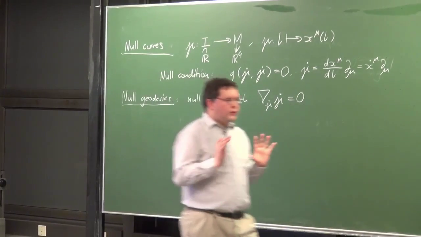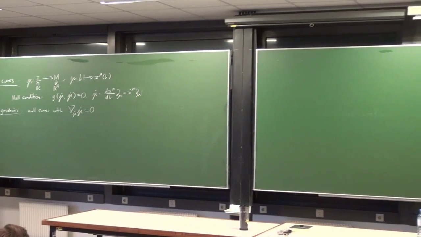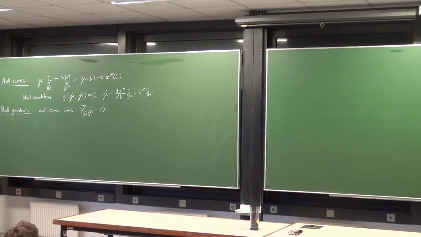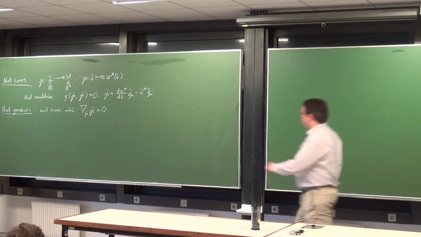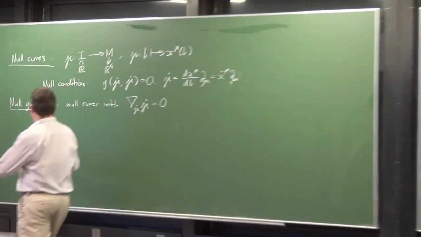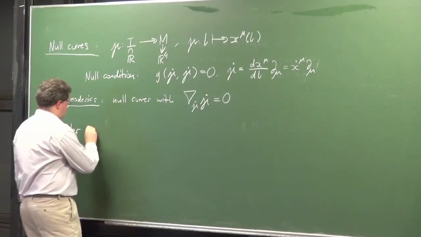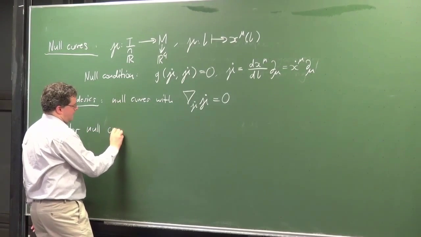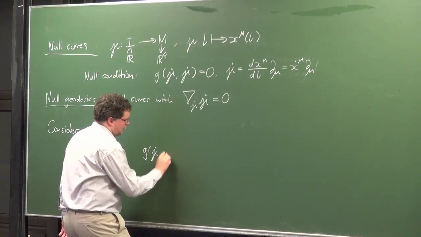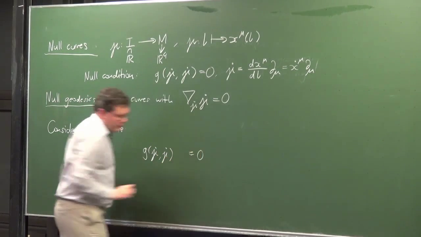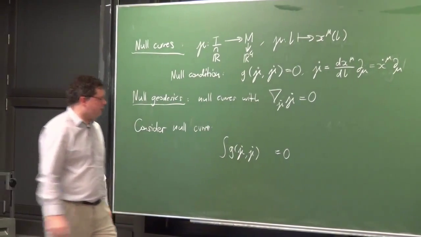So now I would like to move on to Fermat's principle in general relativity. We've got all the basics set up now. So let's consider a null curve again, right, with the null condition. And suppose we integrate it along the null curve. Well, of course, that's still going to be 0, right?